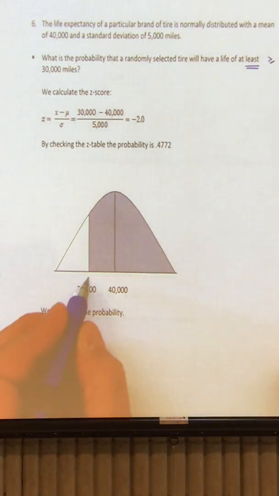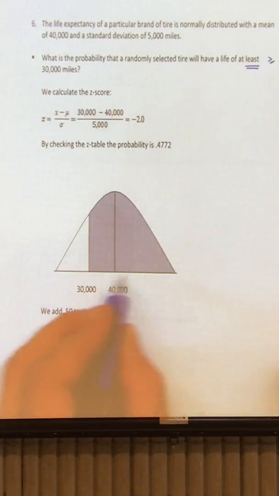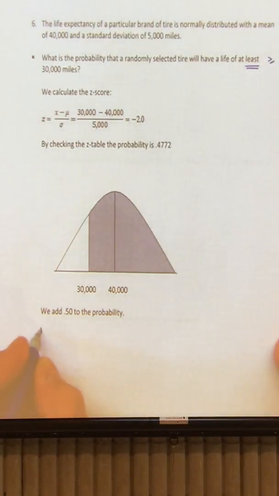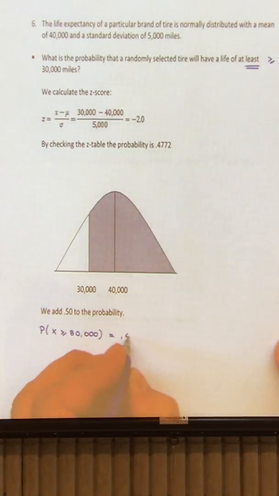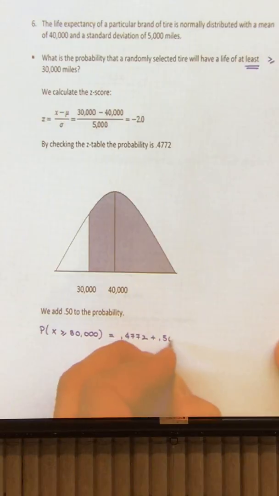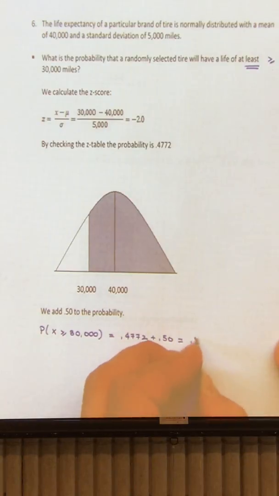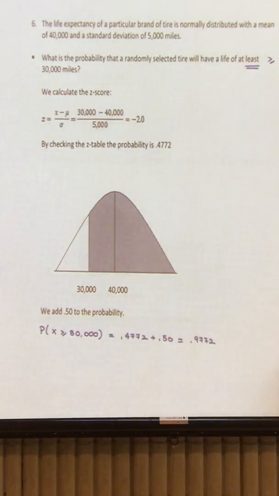Again, you look for 30,000 or more. This is what at least means. So probability x to be greater or equal than 30,000 will be 0.4772 plus 0.5, which is equal to 0.9772.